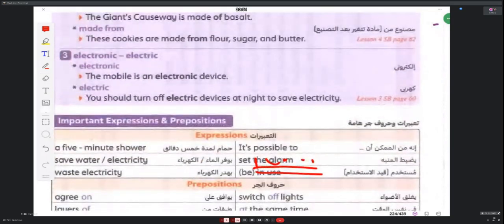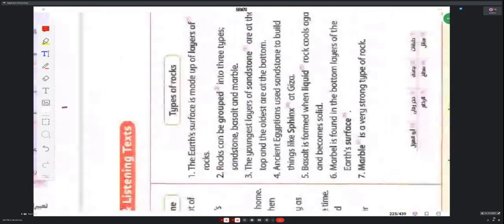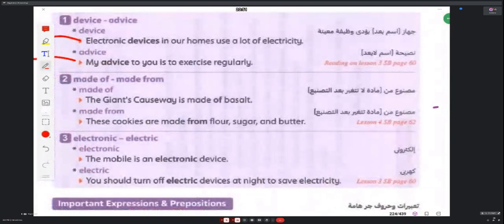Electric doesn't need more explanation. Now we can read the examples. Luigi?